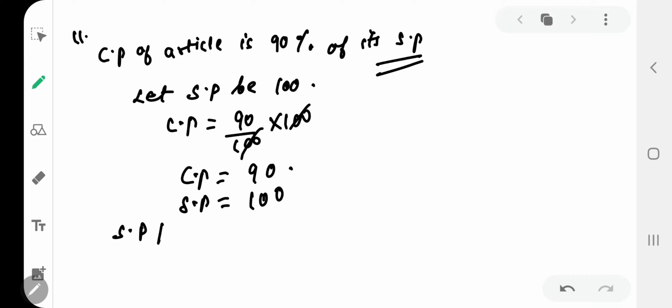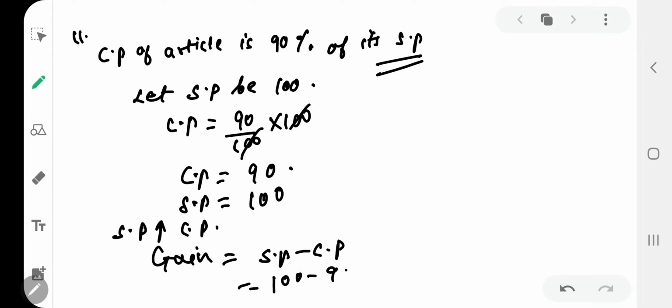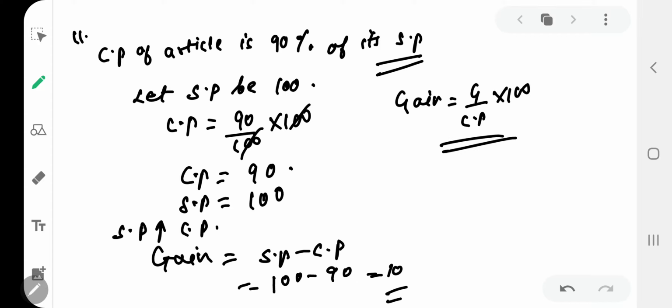So SP is greater than CP, that means there's a gain, and gain means SP minus CP, that is 100 minus 90, that is 10. Once you got gain, you can find gain percent by this formula. Will that be easy for you now?